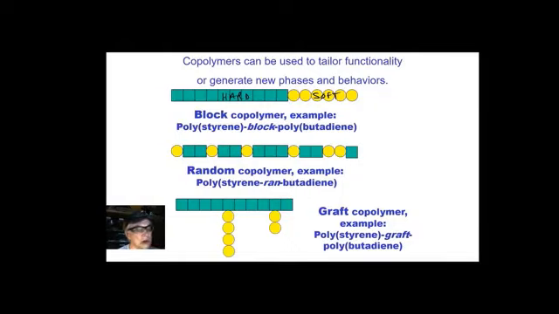And so one way to do that is to put a hard segment in and a soft segment in. The hard segment gives you strength, and the soft segment can give you toughness. The one on the top is a block copolymer, because you have a whole block of hard and then a block of soft. And you can have random copolymers. You can put those in there randomly. And then you can have graft copolymers. You can just hang them off the sides. And what kind you get all depends on the catalyst.